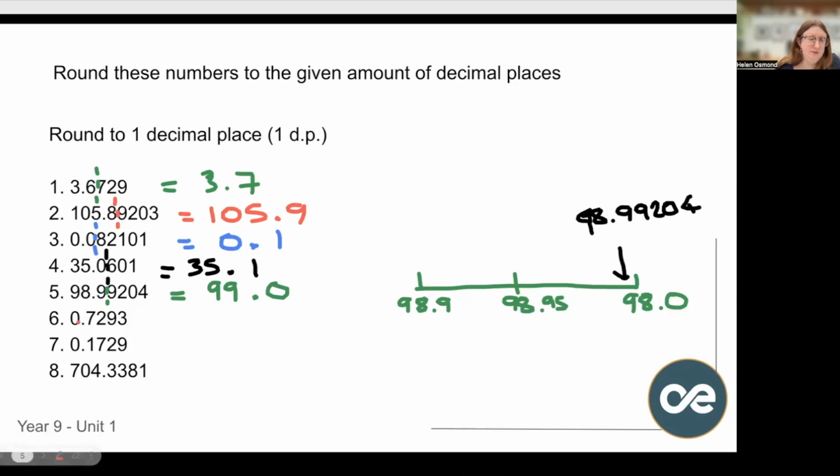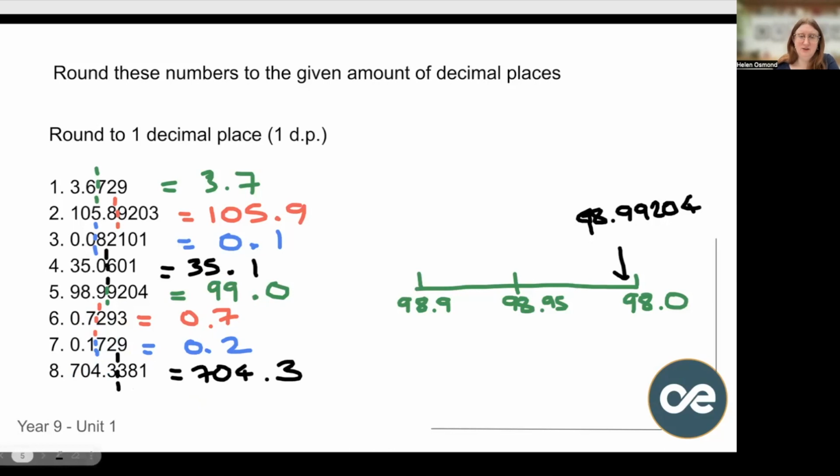Let's look at the next one. So we've got 0.7293. That's going to be in here. And it's just going to stay as 0.7. Oh, I didn't put the point in. We've got this one in here. So you can see where I'm putting the line is showing me where I've got to look at the rounding. Is 0.2. And then on the final one, looking at one decimal place, it's going to be in here. This is just going to be 704.3.